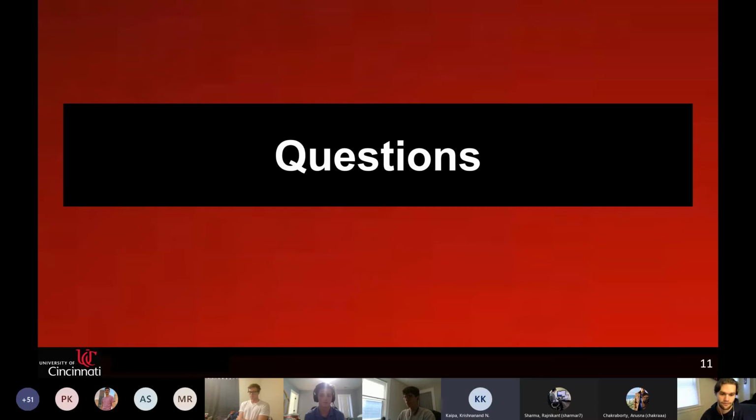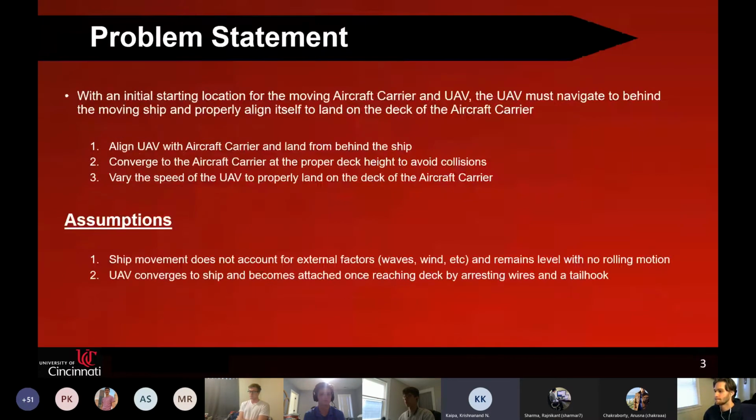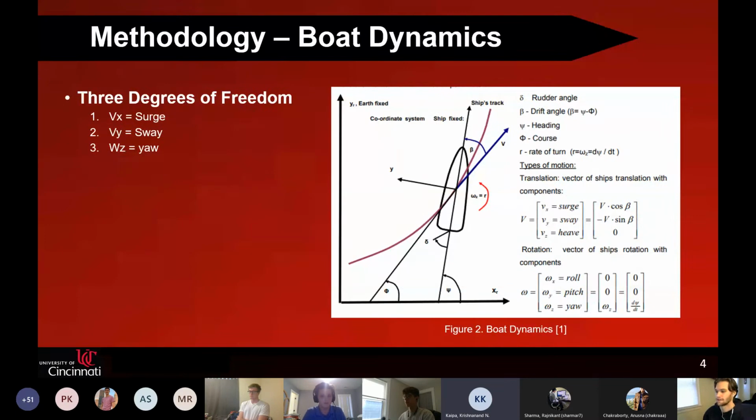Is it just linear, or are you also considering any turning of the ship? Because while landing, there might be difficulty. Yeah. Essentially, the ship does have turning capabilities with its 3 degrees of freedom. And the waypoint system technically puts the waypoints directly behind the ship, so if the ship were to turn, the waypoints would still line up.